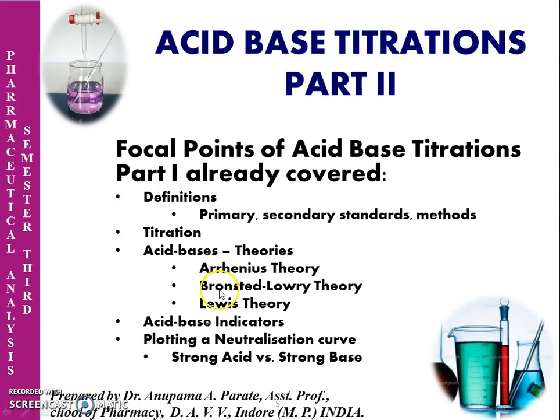Hello students, so this is acid-base titration part 2. These are the focal points of acid-base titration part 1, which we have already covered in our previous videos and lectures. We have already covered primary and secondary standards, the definition of a primary standard, the definition of a secondary standard, methods of titration, then acid-base theories: the Arrhenius theory, Bronsted-Lowry theory, the definition of Lewis theory and examples of it, then acid-base indicators, the definition of acid-base indicators, and a little bit about the choice of indicators.